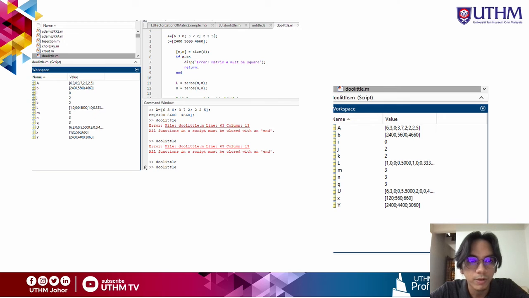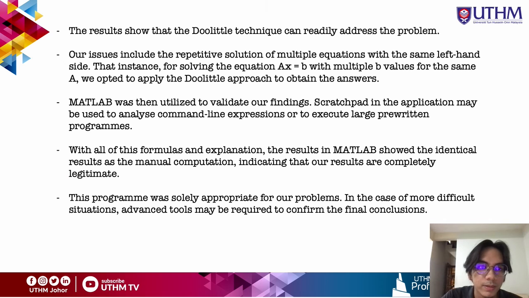So our group has decided to use MATLAB to validate our answer, and this is how our result looks like in MATLAB. The results show that the Doolittle technique can readily address the problem. Our issues include the repetitive solution of multiple equations with the same left-hand side. In that instance, for solving the equation Ax equal to B with multiple B values for the same A, we opted to apply the Doolittle approach to obtain the answers. MATLAB was then utilized to validate our findings.